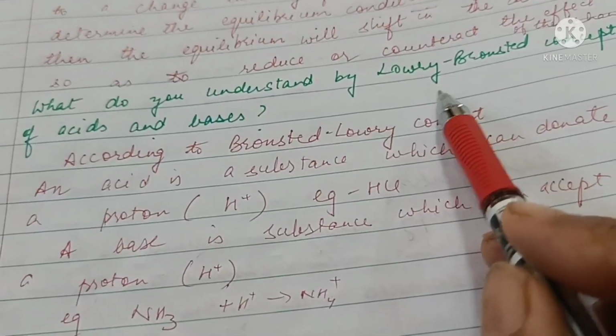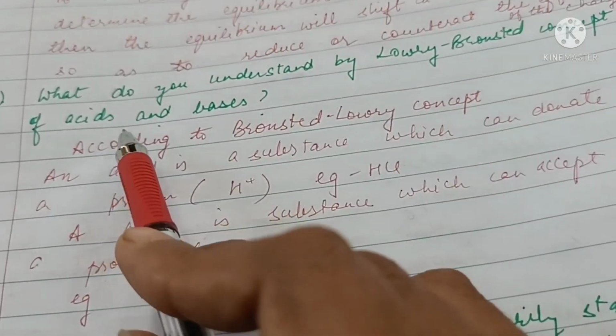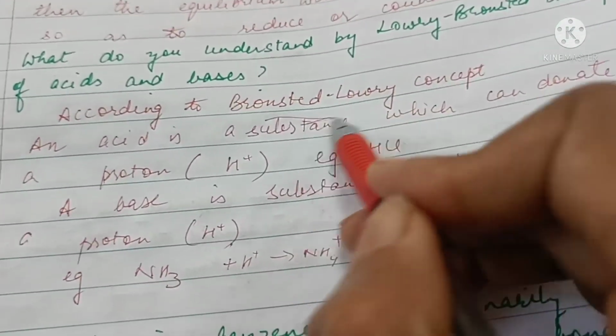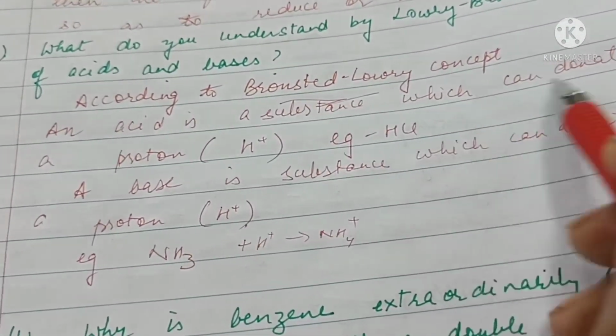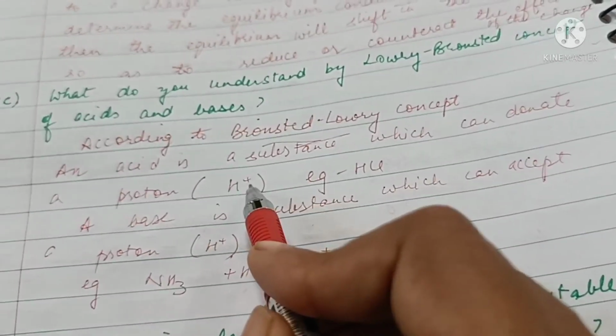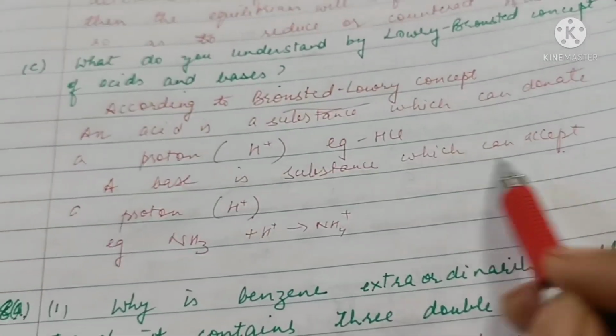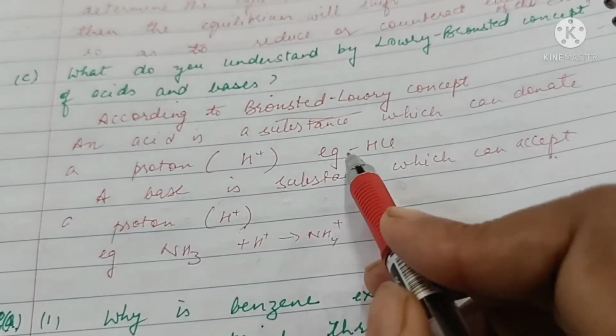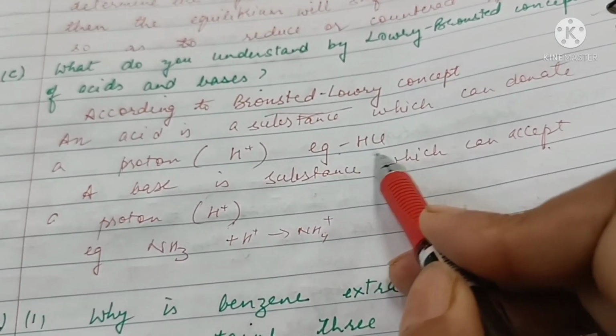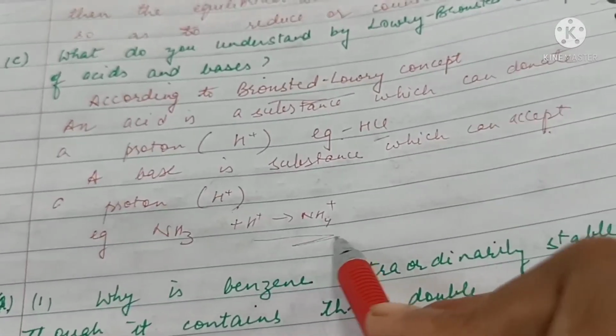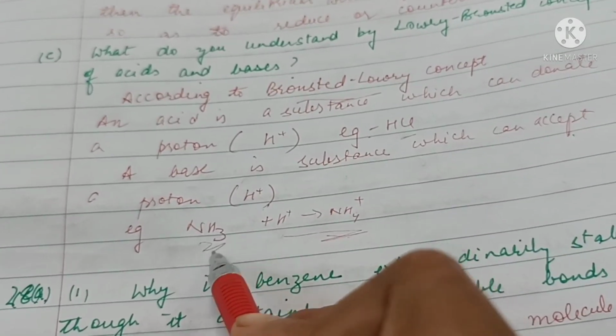What do you understand by Lowry-Bronsted concept of acids and bases? According to this concept, acid is a substance which can donate a proton and base is a substance which can accept a proton. Example of Bronsted acid, HCl. Example of Bronsted base, ammonia.